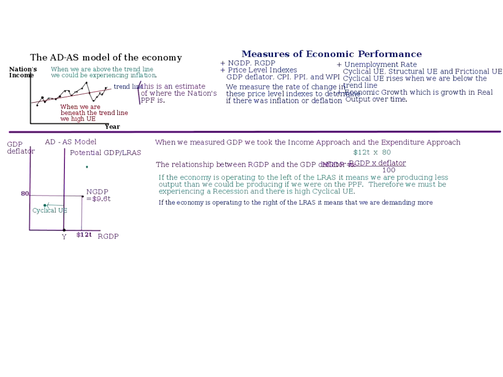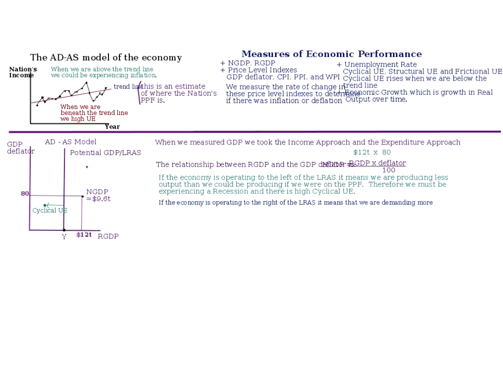Then we could produce if we were on our PPF. So how is it possible? Well, this is one of the things that is a little different about the ADAS model, because the economy can actually be to the right at a given time if you look at it as a process through time.